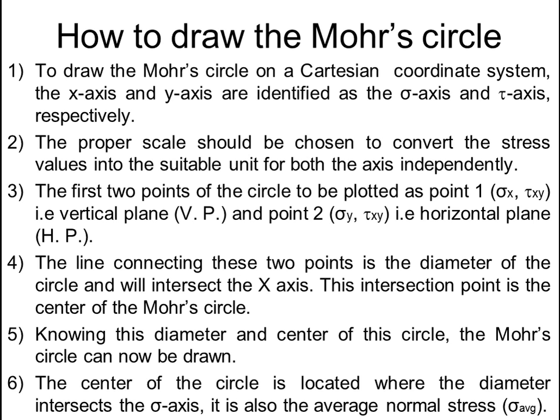The center of the circle is located where the diameter intersects the x-axis, that is the sigma axis. It is also the average normal stress. So here in this Mohr circle, all the normal stresses are presented on the x-axis and the shear stresses are on the y-axis.